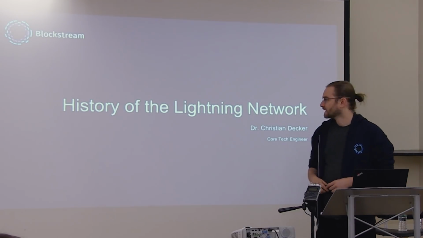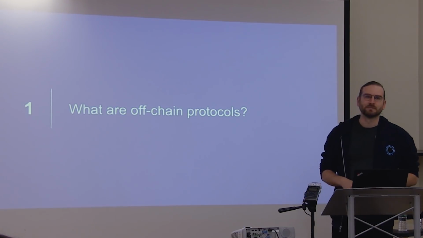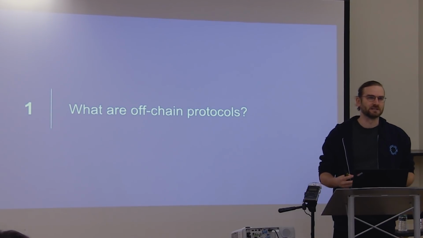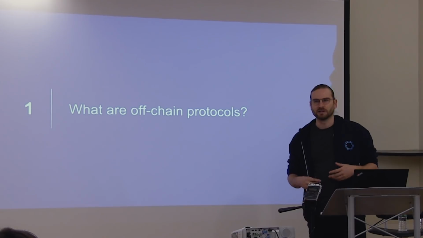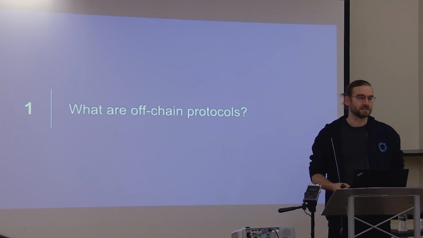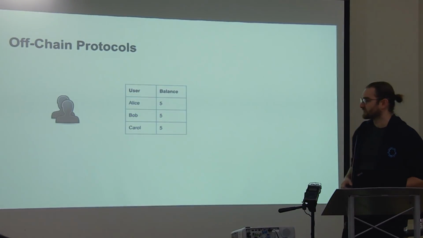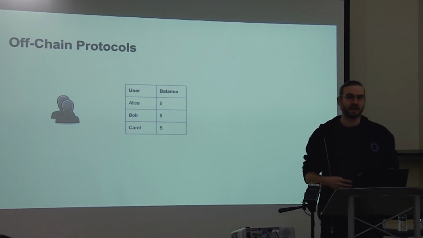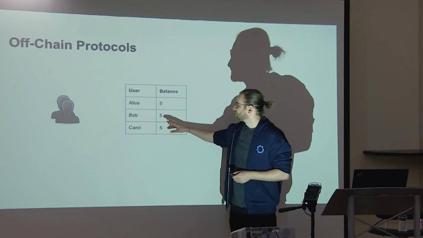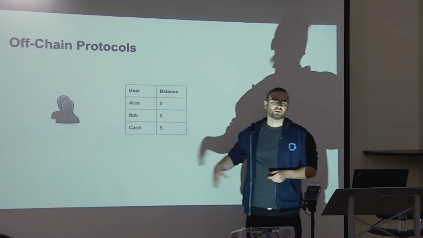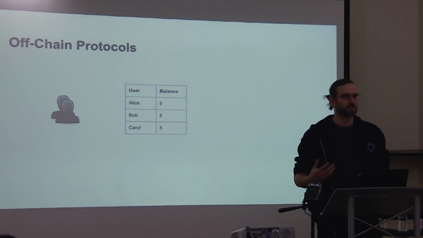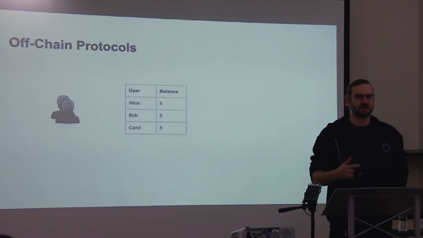Okay, so before we can talk about the history of Lightning and off-chain protocols, we probably need to first see what all the deal is about in the first place. What are off-chain protocols? Off-chain protocols are usually systems in which you have a couple of users using data on a blockchain and managing it without touching the blockchain itself until the very last minute.